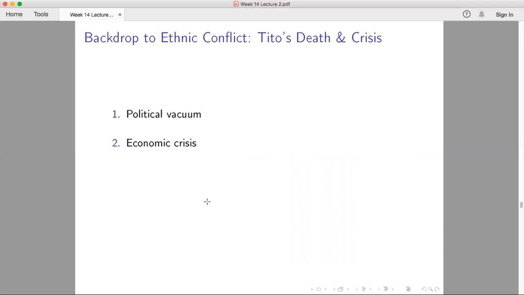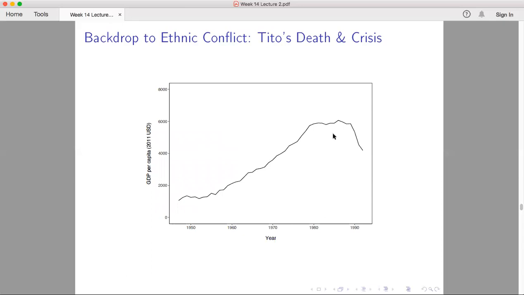Another thing that happens is that there's a huge economic crisis, and that's in part because of Tito's death, but also in part because there was a lot of foreign aid that was flowing to Yugoslavia in the 1980s. But with the fall of communism in 1989, the foreign aid basically dries up. And so what we see is economic development fall off a cliff in 1989, and we see a basic fall in people's standards of living over that time.